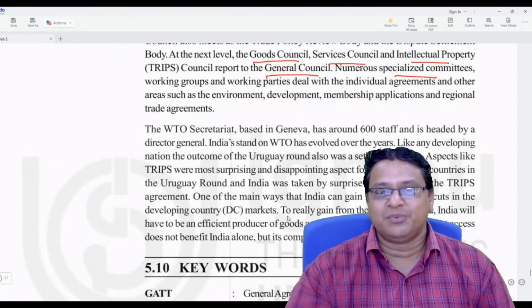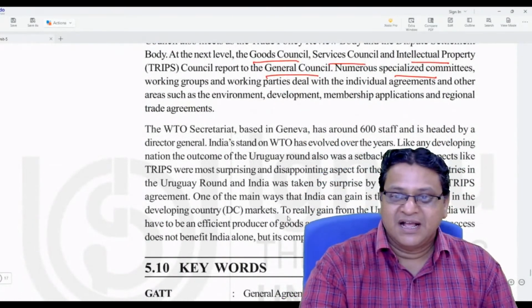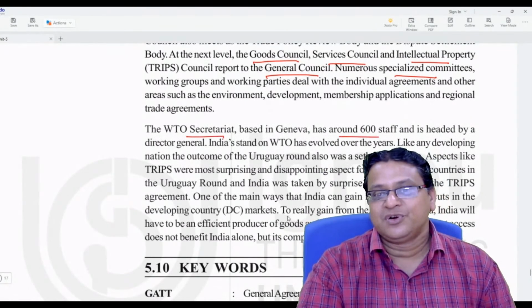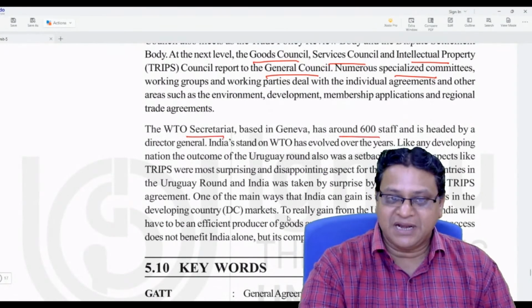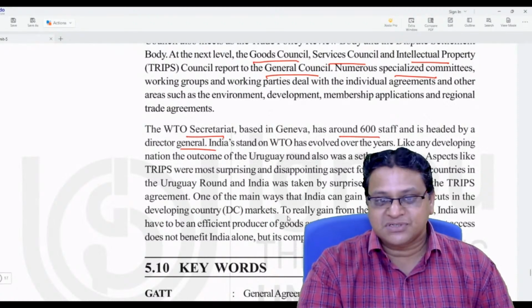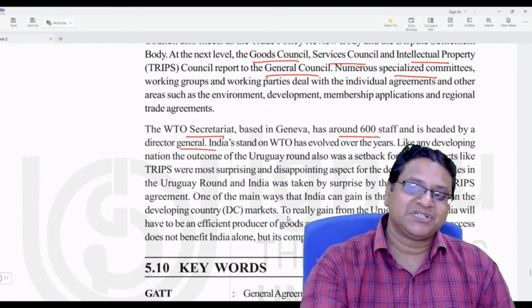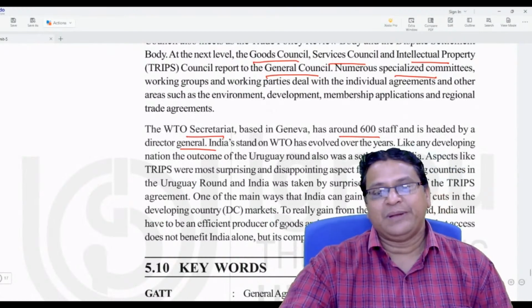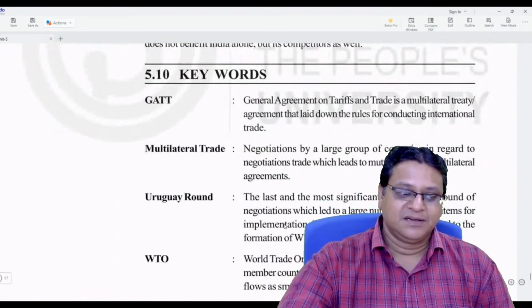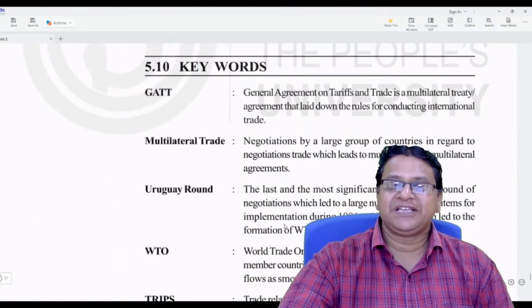Then we have discussed that WTO has a secretariat and it has staff. The WTO secretariat is headed by the Director General. Then we have discussed the important agreements of WTO, and the policies of WTO. We have discussed all those things. Now we'll discuss some of the key words.